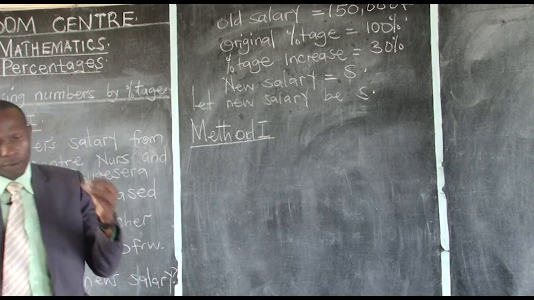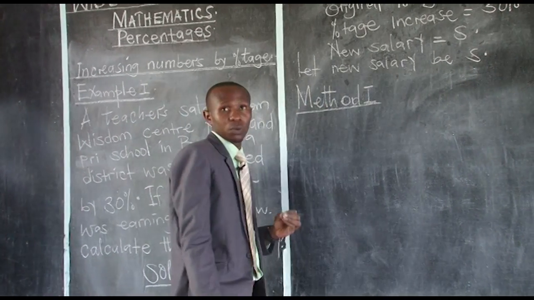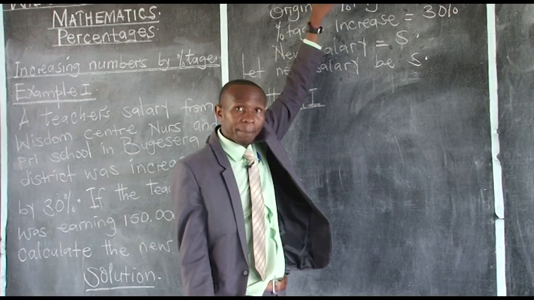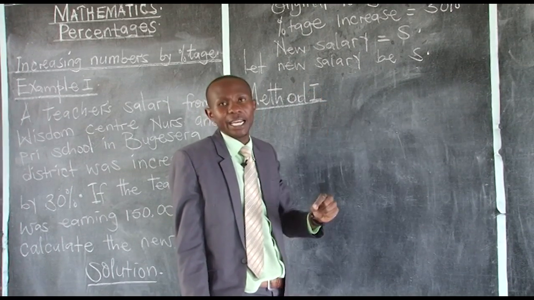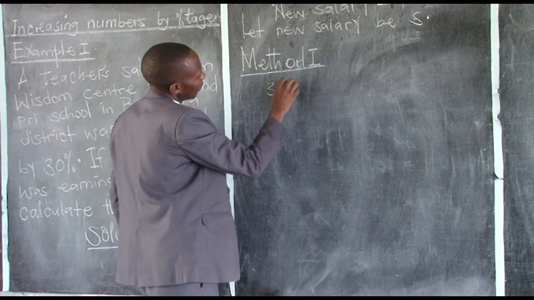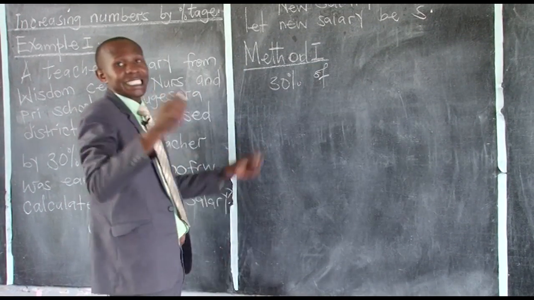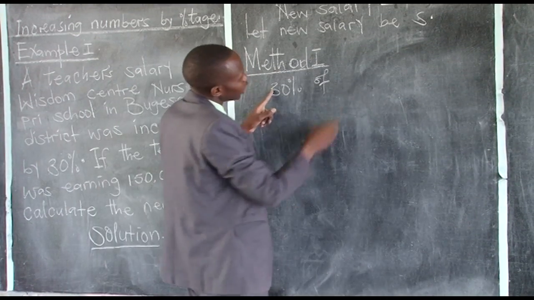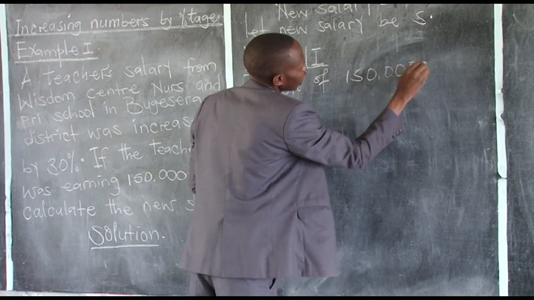Method one, I'll say, for me to know the new salary of this teacher here, what am I going to do? I'll first of all find 30% of the money given. 30% of the salary that he has been earning today. And which money is that? 150,000. So we shall say 30% of 150,000. How much does it give us? Is what I'm looking at.